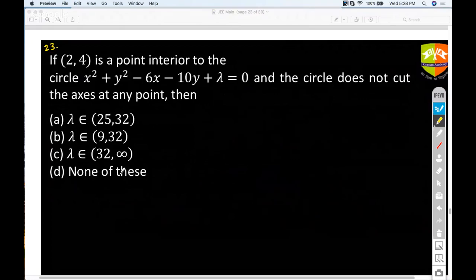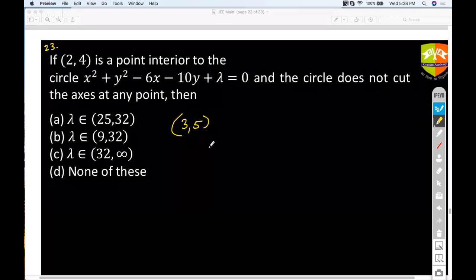Okay. Most of you have given the answer as B. Let's discuss this out. See, first of all, if you see the center of this circle is at 3 comma 5, right? And if it doesn't touch the coordinate axes, means radius has to be less than 3, right? And what is radius? Radius is going to be under root of 3 square plus 5 square minus lambda. So this has to be less than 3, correct?